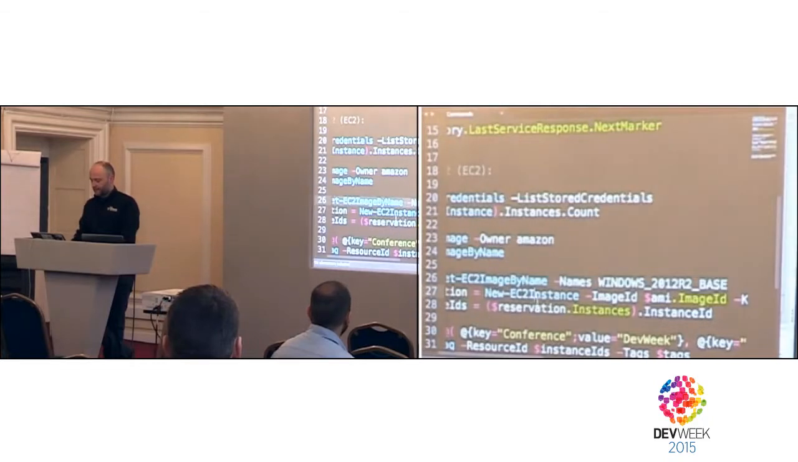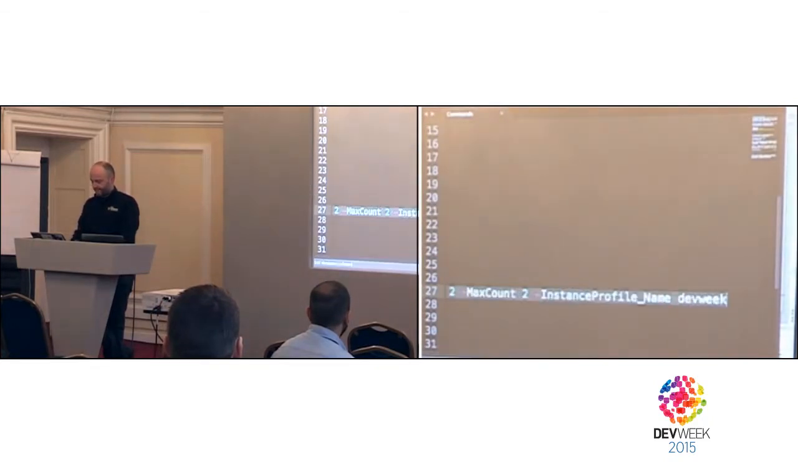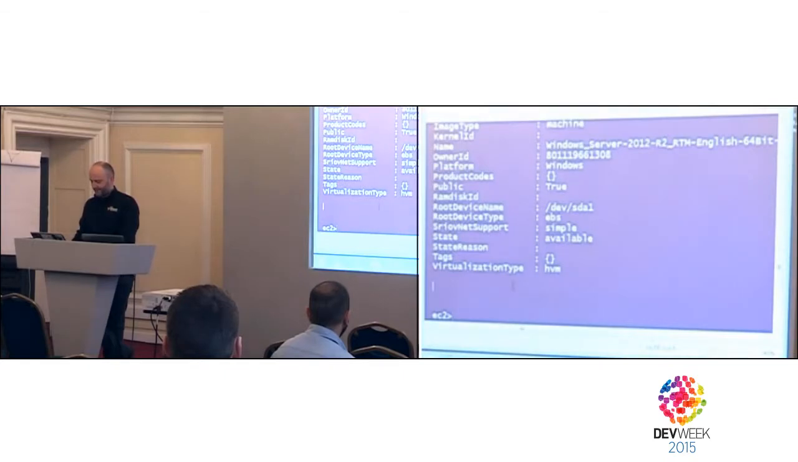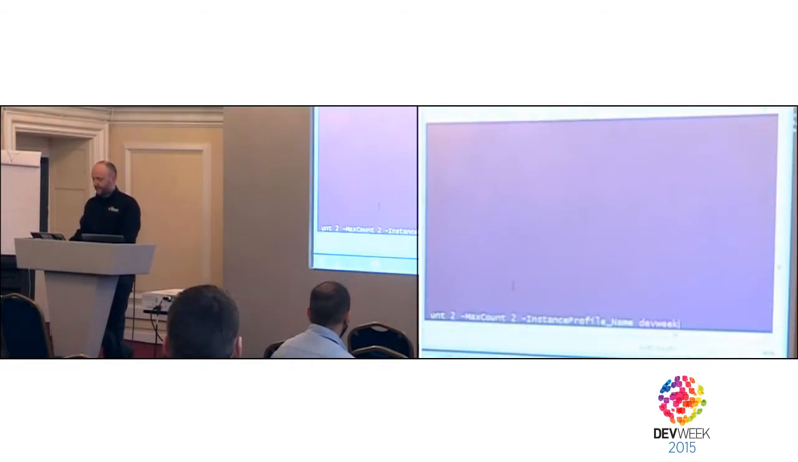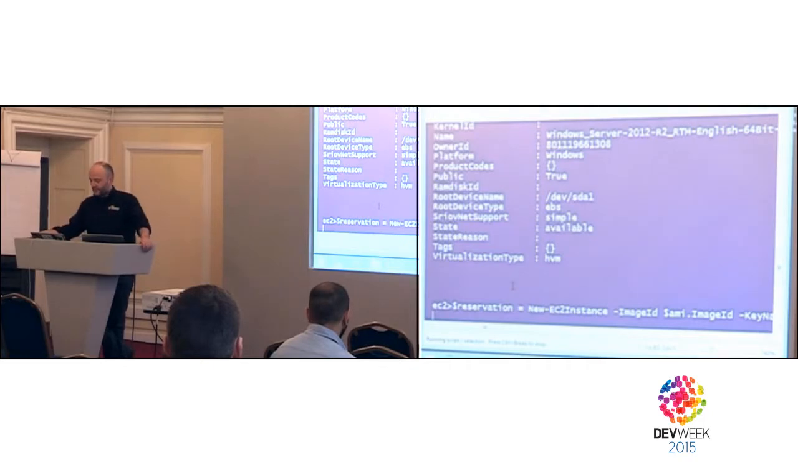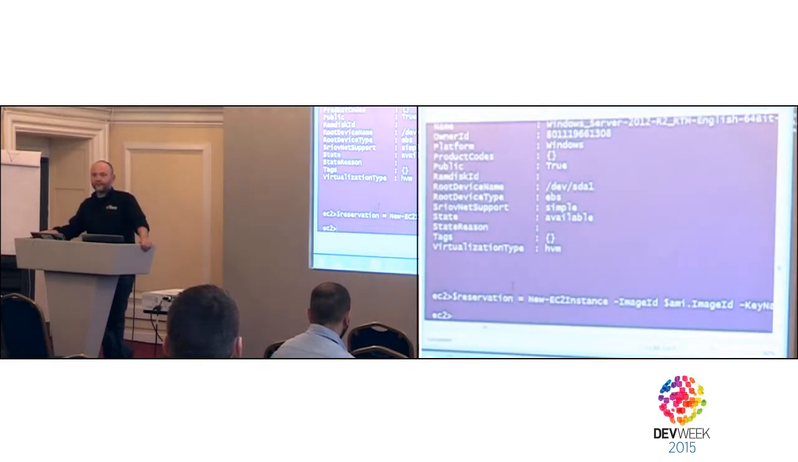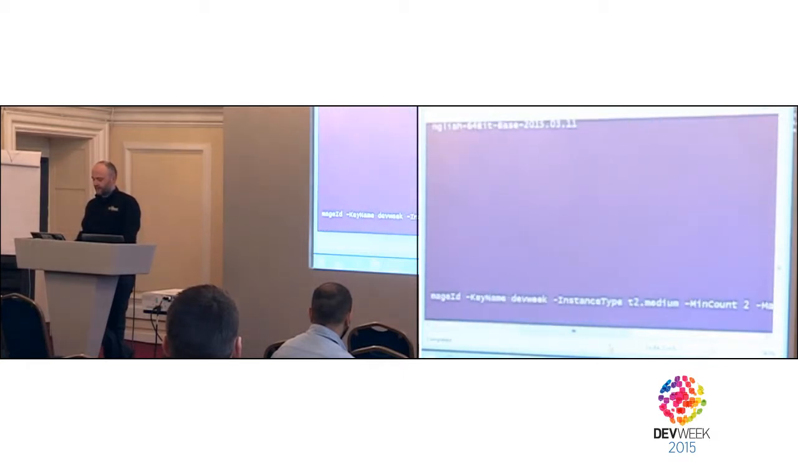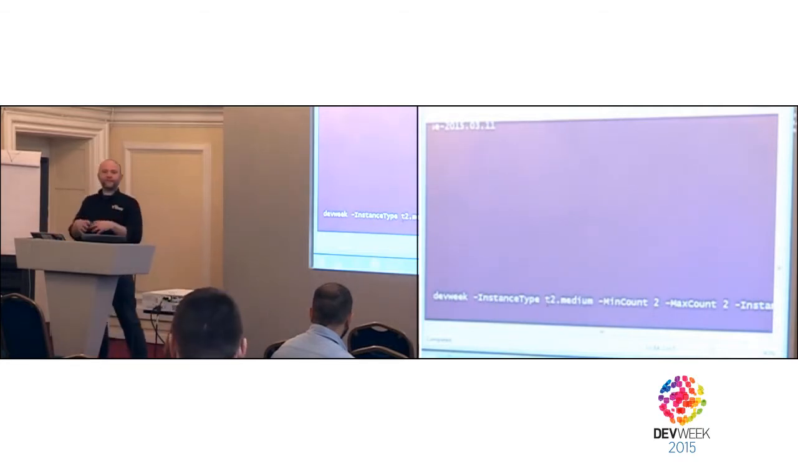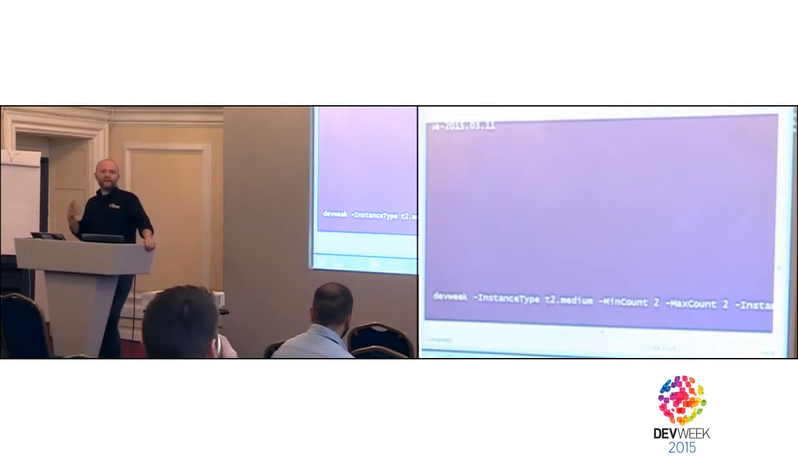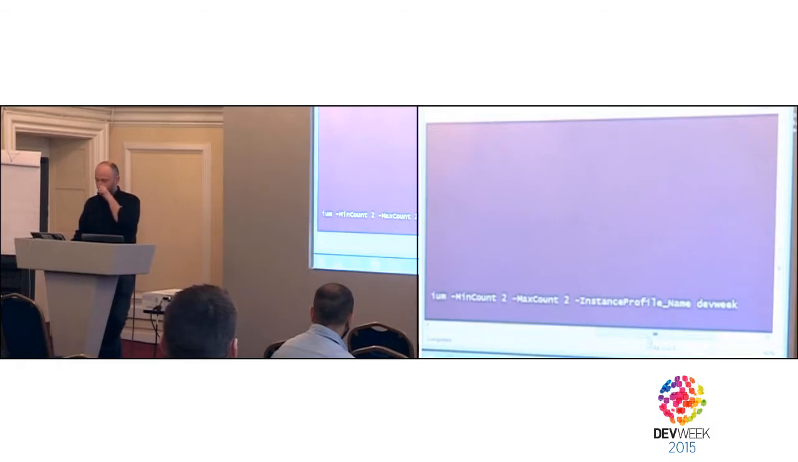I can then launch instances from that. So this will launch 2 instances from that AMI. You can see that it's a new EC2 instance. It launches an instance type of T2.medium. So that's a particular instance machine type. It's a specification of RAM and storage and CPU power. I'm specifying with the min and the max count that I want 2 instances. And this instance profile name is the dev week profile. So that's launching with that IAM role.